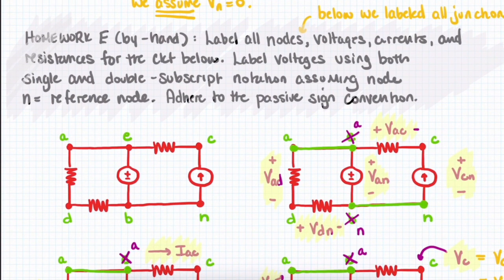So we want to label all the nodes, voltages, currents, and resistances for the circuit below. Label the voltages using both single and double subscript notation. And we're going to assume that node N is the reference node. We want to adhere to the passive sign convention if possible.